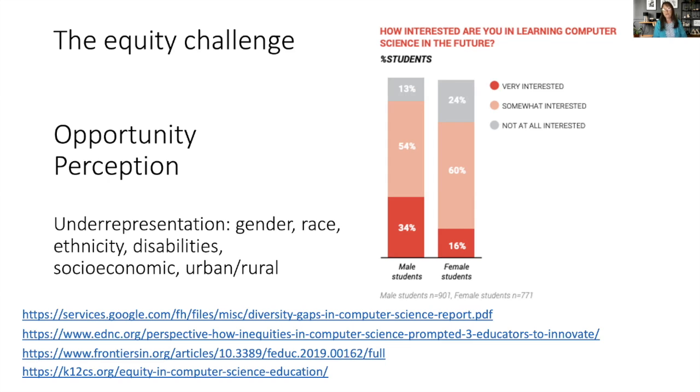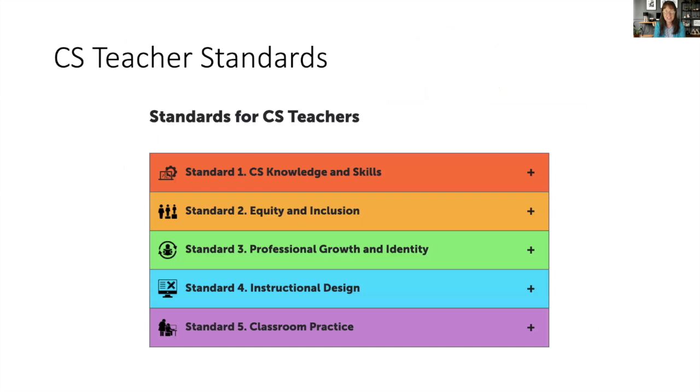And having polled over 1,000 students, you can see from the chart on the right that the male students are far more likely to be interested in taking a computer science course in the future than the female students, because of all of those different reasons. So teachers can make that difference.